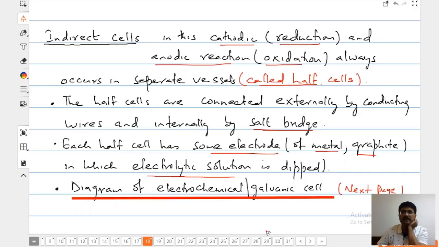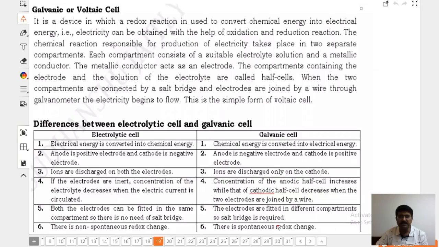Yes, this is the galvanic cell. We have started the galvanic cell. There are two types of cells which we are discussing. Direct cell is of no use. That's just history, but we have to tell you. Now we are moving into the practical cell, that is indirect cell. The diagram of the electrochemical cell is going to be on the next pages. Galvanic cell or voltaic cell, it's the same thing.